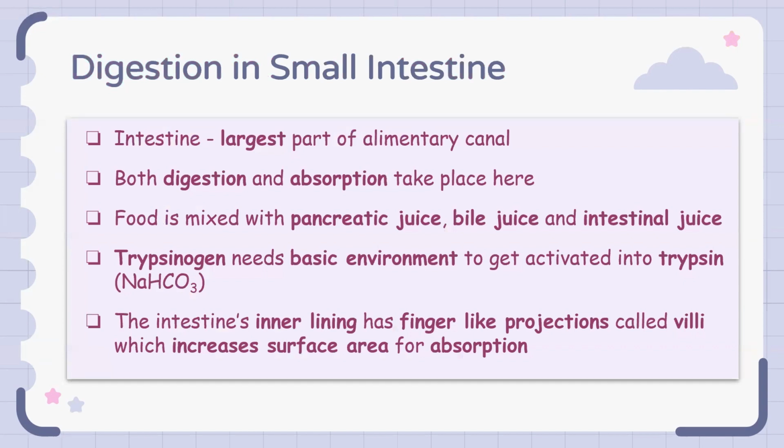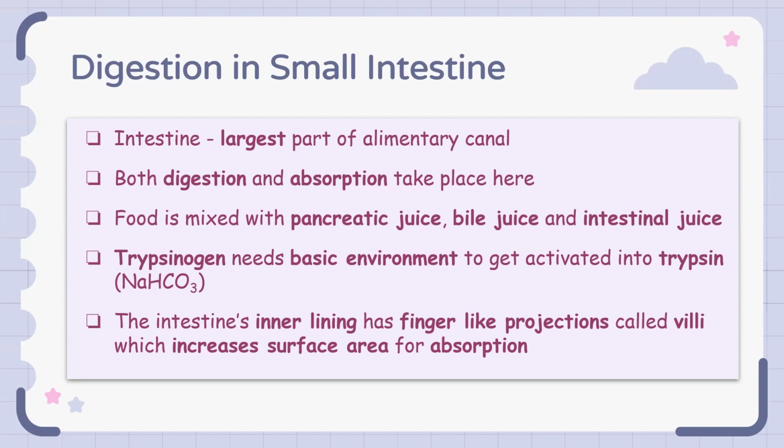Digestion in the small intestine. Intestine is the largest part of the alimentary canal. Both digestion and absorption take place in the small intestine. Here, food is mixed with pancreatic juice, bile juice, and intestinal juice. Trypsinogen is an enzyme in the pancreatic juice, which acts upon proteins in the small intestine once activated to trypsin. To activate, it needs a basic environment, which is provided by sodium bicarbonate.